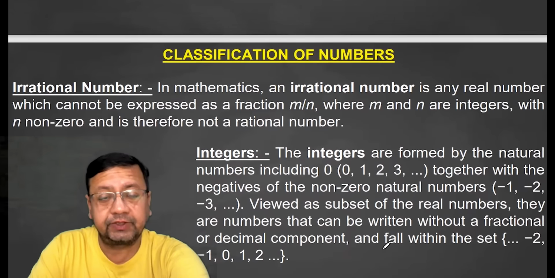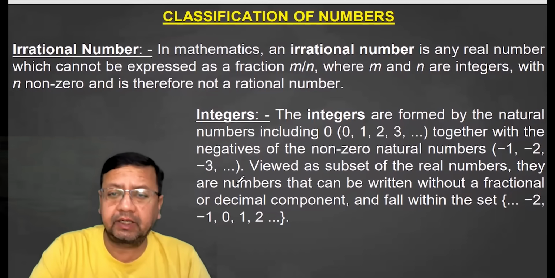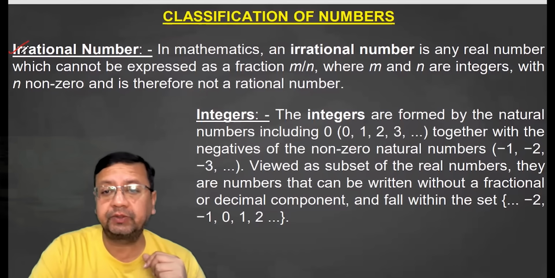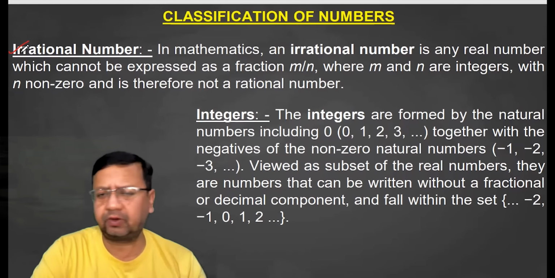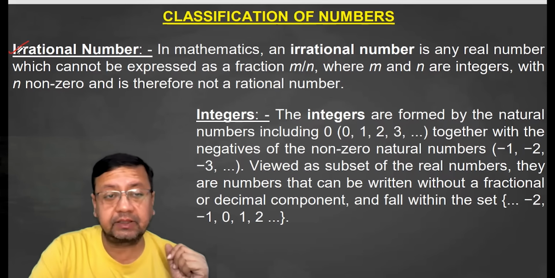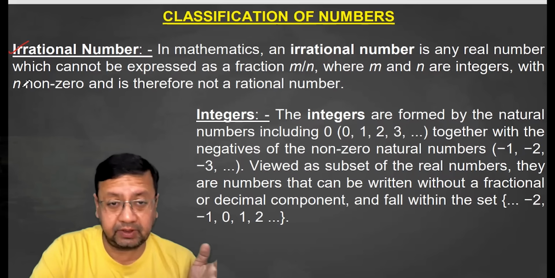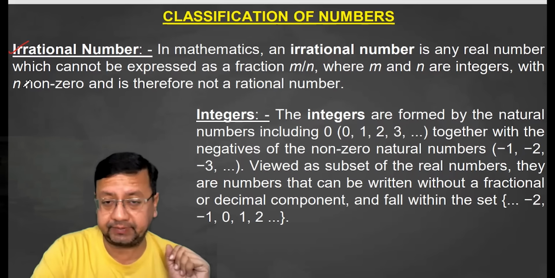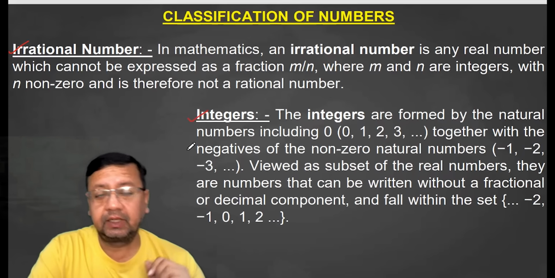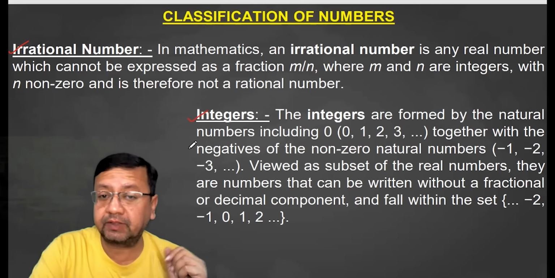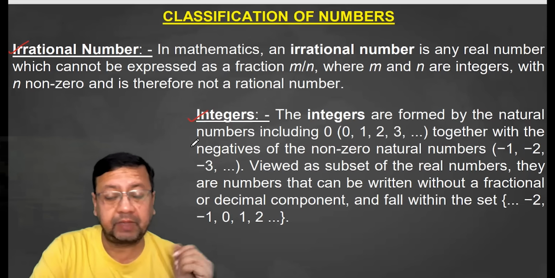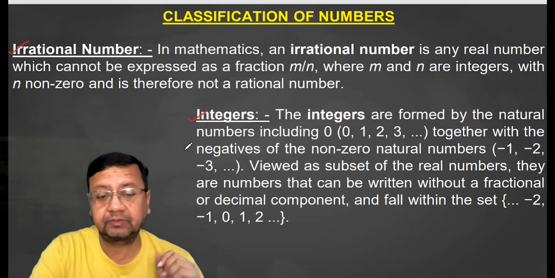Now some more definitions for classification of numbers. Irrational numbers. So the first definition I can say: cannot be written in the form of p by q, or m by n, or a by b, whatever you can take, right? And the second definition, what I can say, irrational numbers are non-terminating and non-repeating, right? Then what we have is integers, right? Integers are of the form 0, 1, 2, 3, 4, and so on. Right. Minus 1, minus 2, minus 3, and so on. Right?